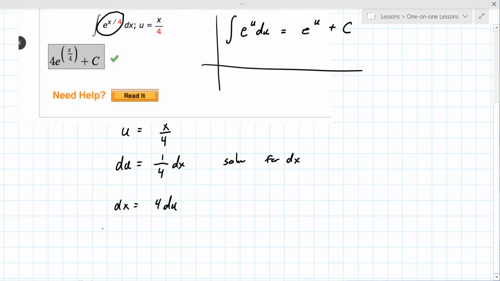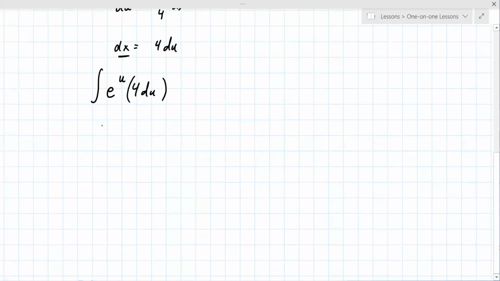So you go back to your integral, and you look at it up here at the top and say, okay, I don't have anything for e, but x over 4, well, that's u. And dx, I have something for that. So your dx is 4 du, and then you just rewrite it here a little bit better: 4 e to the u du.